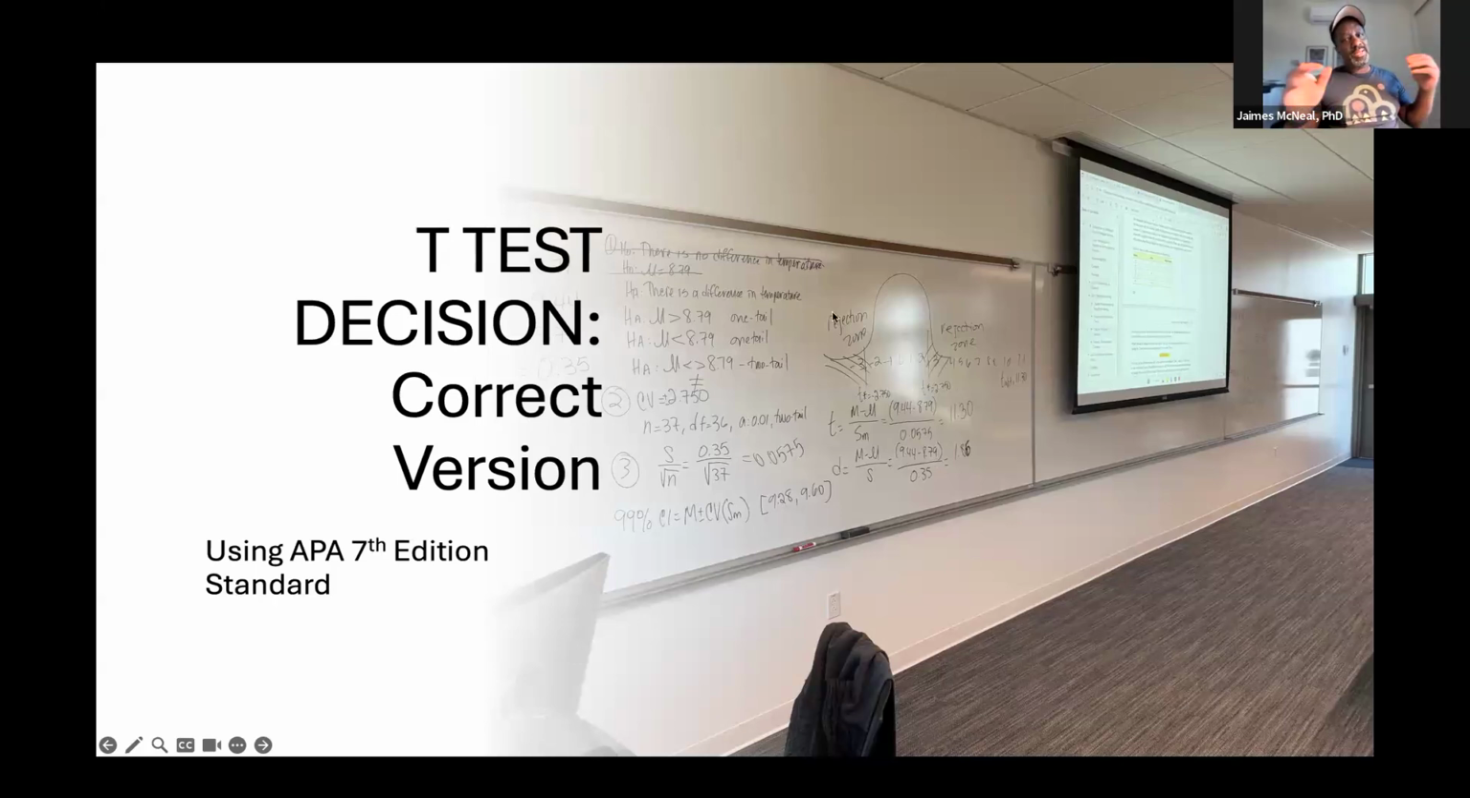All right, so let's take a look at t-test decisions, the correct version. I'm really teaching you what's called the APA, or American Psychological Association. We're on the 7th edition of that. That changed about, I think it was 2020, when it changed. I remember APA 6th edition. But here are the rules. Let's take a look.